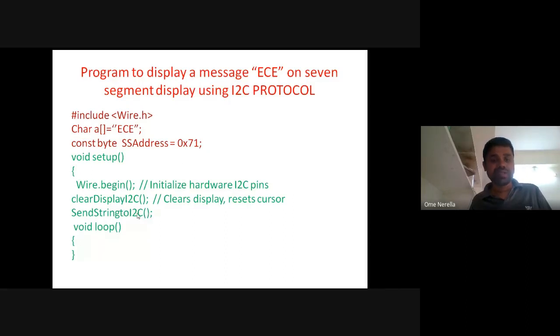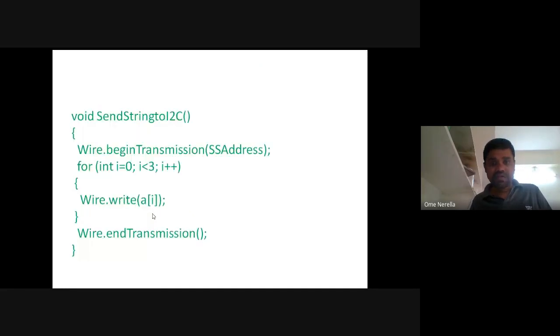For that purpose, I have written a user defined function call, void send string to I2C. Within the function, our intention is to follow the I2C frame structure in order to send the string. What is the I2C frame structure? Start, device address, read or write, acknowledgement, data, data, and so on, stop.